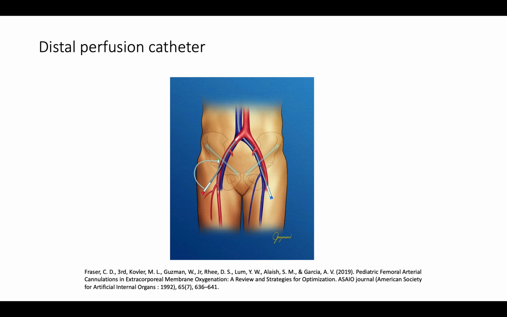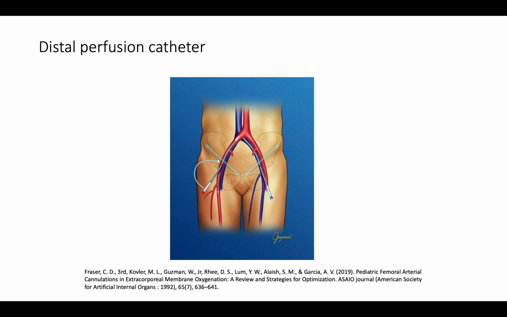Some centers routinely insert a retrograde perfusion cannula as illustrated in this image. If time permits, a wire can be inserted distal to the proposed cannulation site to facilitate insertion of the distal perfusion cannula later. This may make it easier as the vessels often collapse after the cannulation, after the ECMO cannulas are in place.